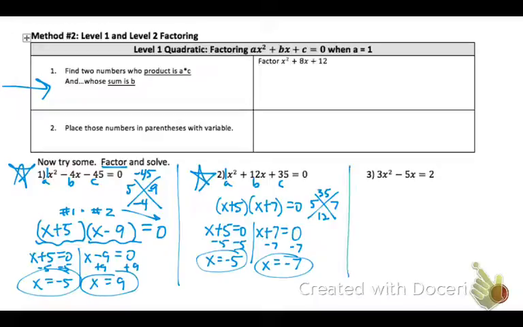Now on number 3, if we put this in standard form, so we're just going to move the 2 over, right away notice that our A value is not 1. This is level 2. So tomorrow I'm going to show you level 2 factoring. It's very similar to level 1, but we have to take into consideration that extra value for A. And it changes our factoring just a little bit.